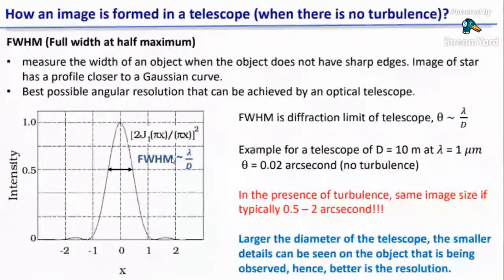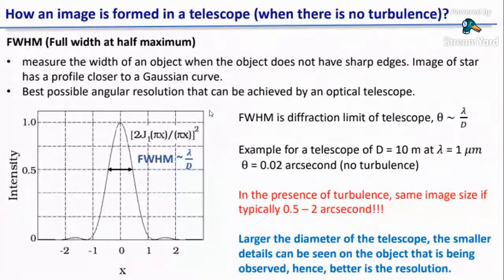Now, how is an image formed in a telescope when there is no turbulence? We must have heard of the full width at half maximum, which is the measure of the width of an object when the object does not have sharp edges. Theoretically, we consider the case that there is no turbulence, and the image of a star has a profile closer to a Gaussian distribution, as I've shown in this figure. The best possible angular resolution that can be achieved by an optical telescope is given by theta equals lambda by D, as I told earlier.